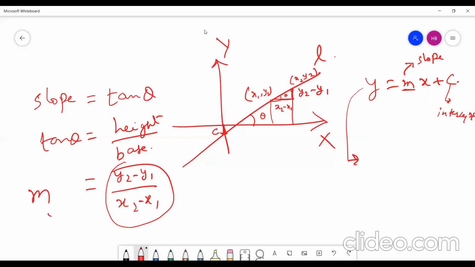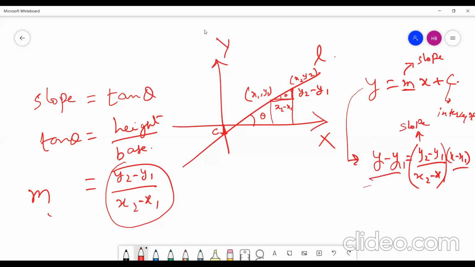Another way of writing the equation of a line in the coordinate plane is y minus y1 is equal to y2 minus y1 divided by x2 minus x1 into x minus x1. So basically we can see that this is our slope, and of course, this is the y part and the x part. Make sense? So these are the two ways of representing a straight line in a coordinate plane.